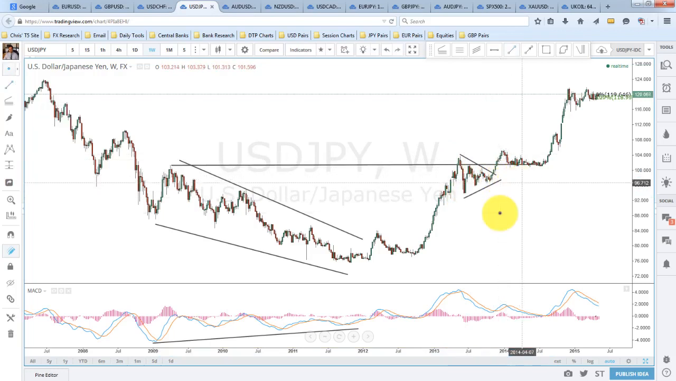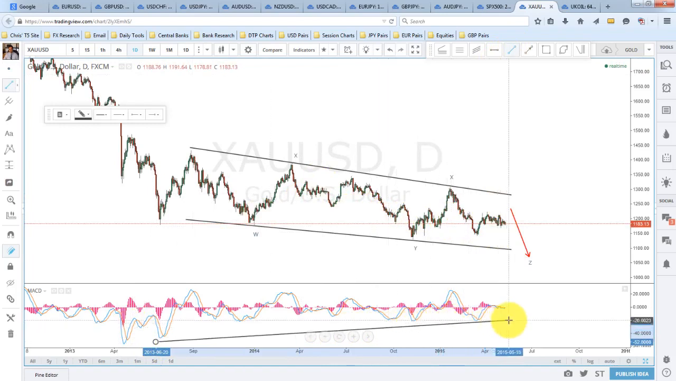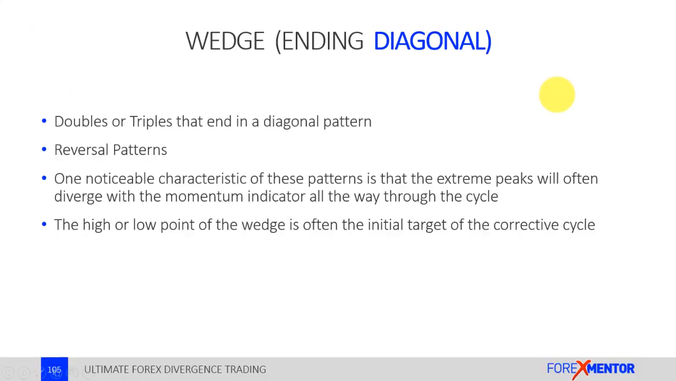And even right now we have a very large wedge developing in the gold market. So let me go ahead and show that. Here's the current gold market. This is a daily chart. You see the potential wedge we have labeled here. You can see how we're moving diagonally to the downside, and we are diverging all the way through these new lows. Okay, so those are wedges or ending diagonals, and we will see a lot of those in our future trading.